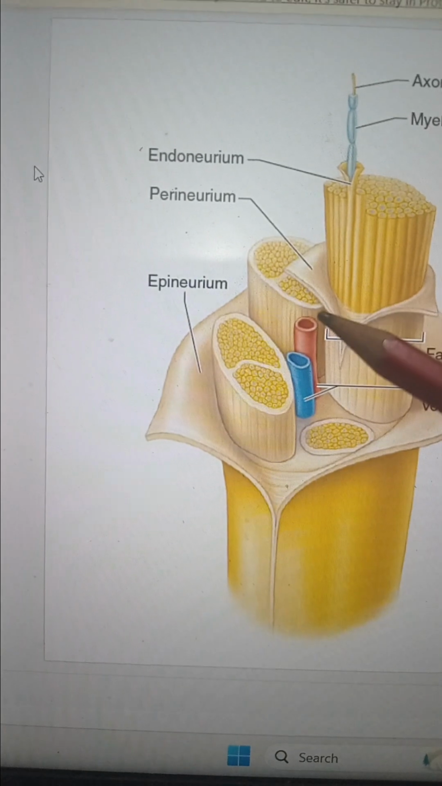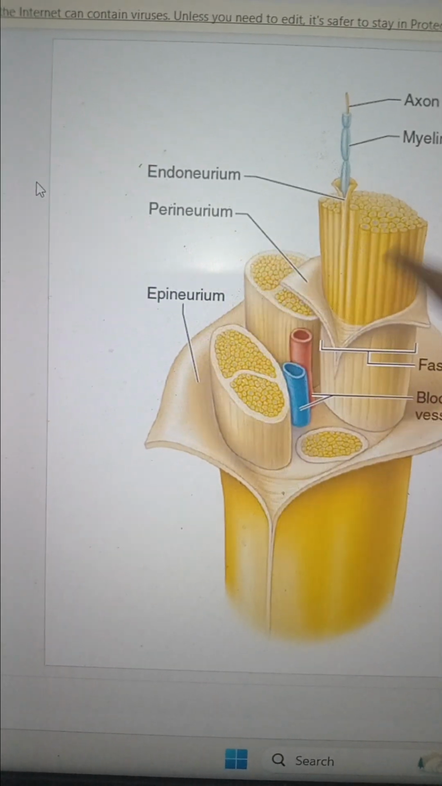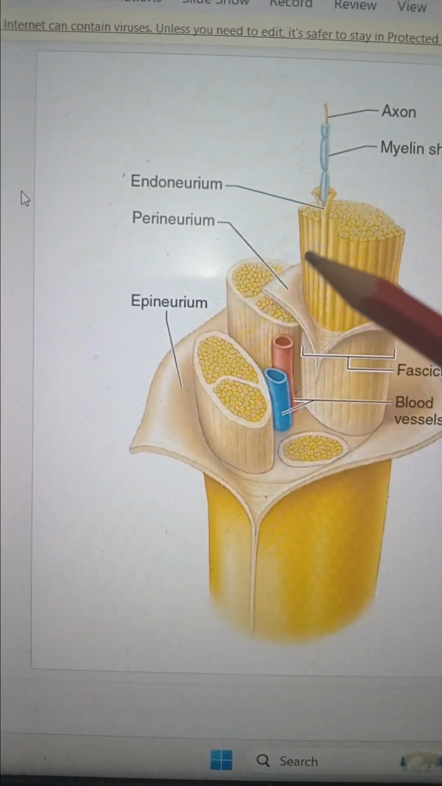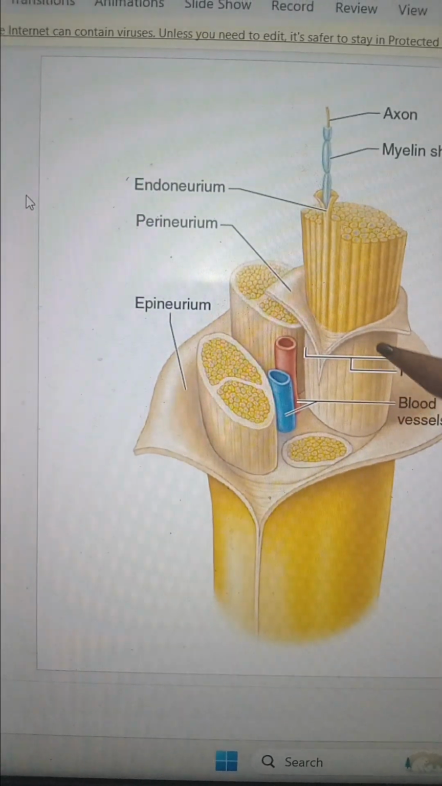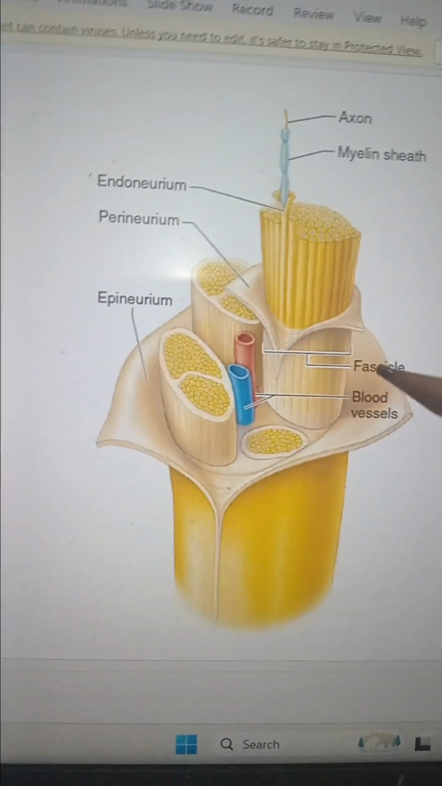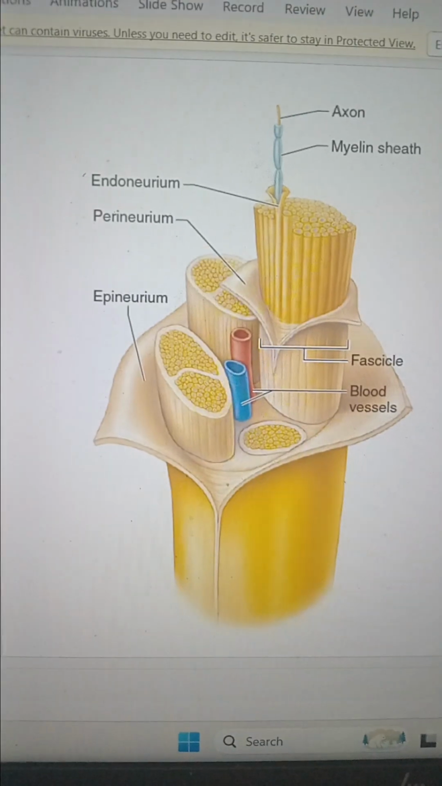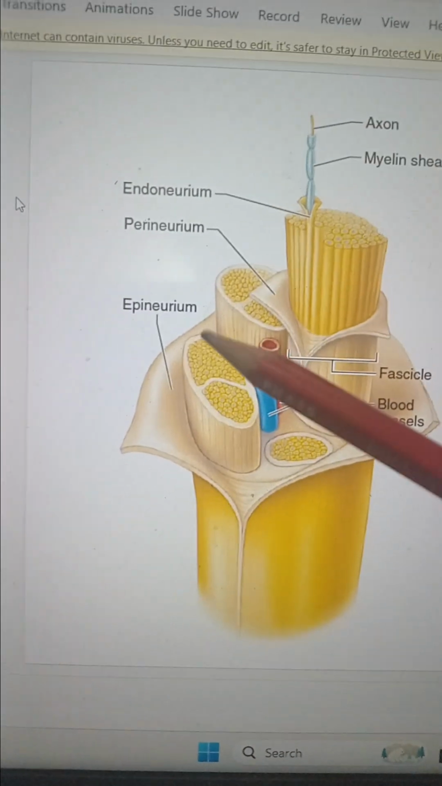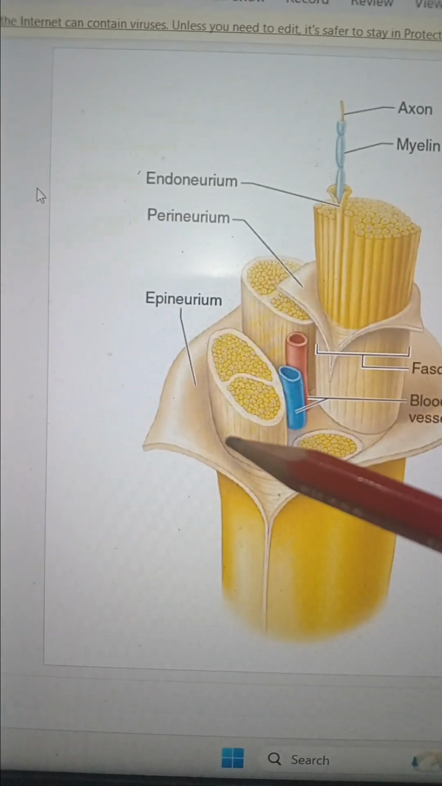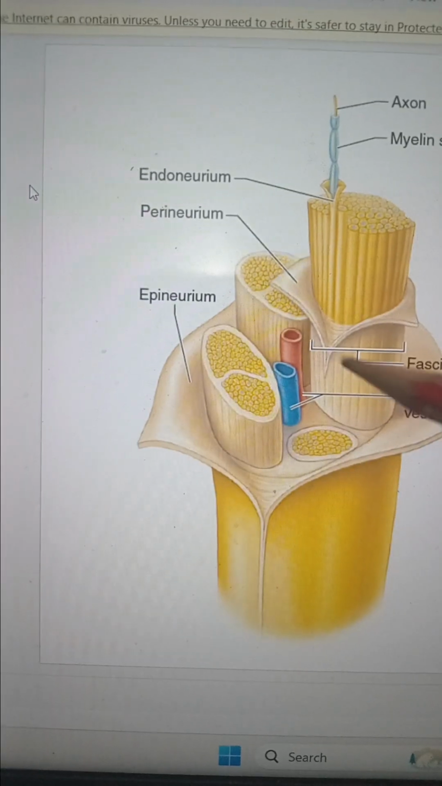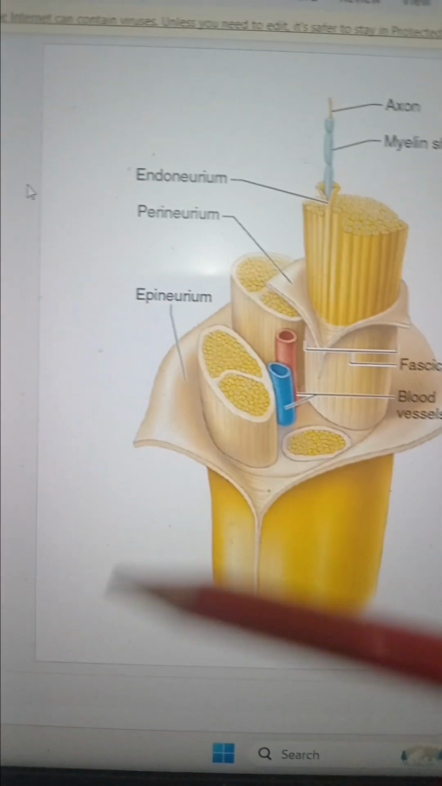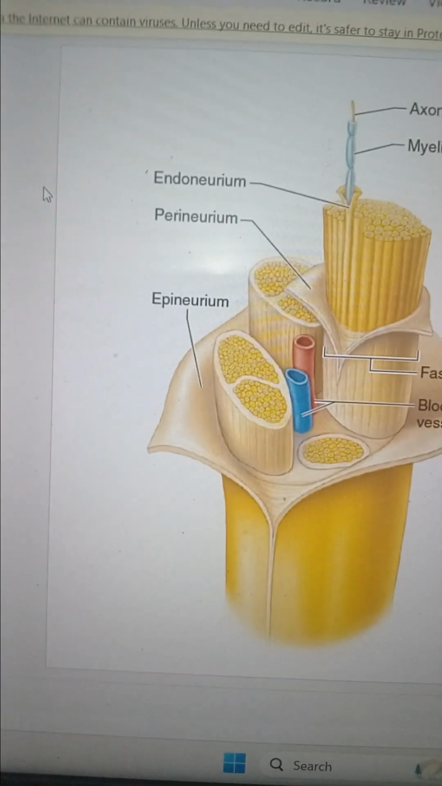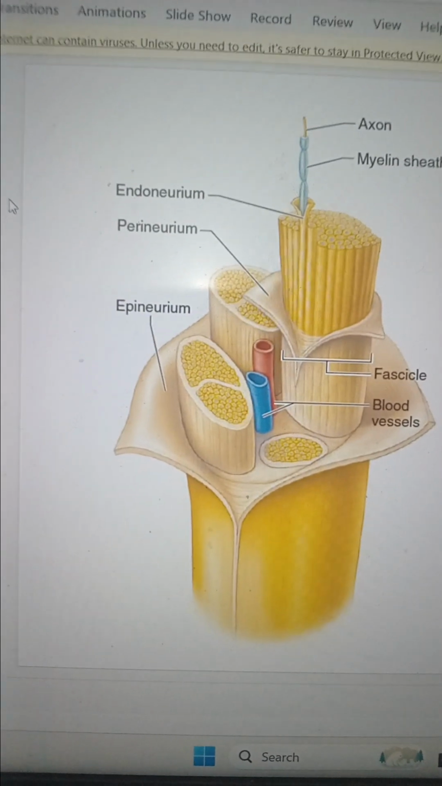So coarser connective tissue is the perineurium. Now this one part, perineurium, is surrounding the bundle of fibers. This part will be called a fascicle. And the bundle of fascicles will be further covered by an outer tough connective tissue, that is epineurium. So here is the protection of neurons.